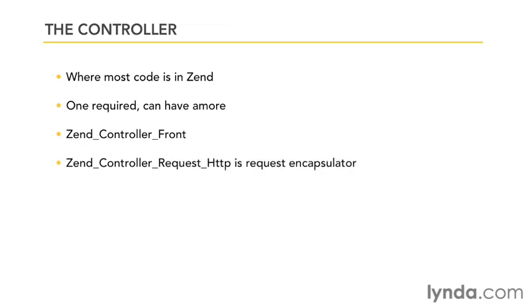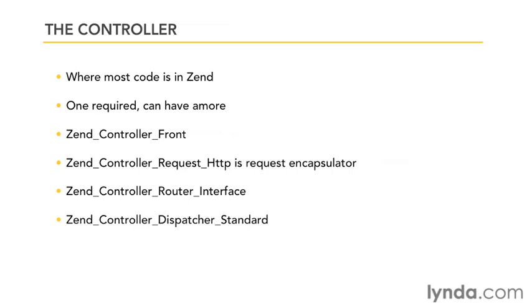The request is going to be encapsulated in this special class called Zend Controller Request HTTP, and you can use that to access form and URL variables. There's a router interface that allows you to dictate what your URLs look like and how you determine what controller to load and what method to call in that controller.